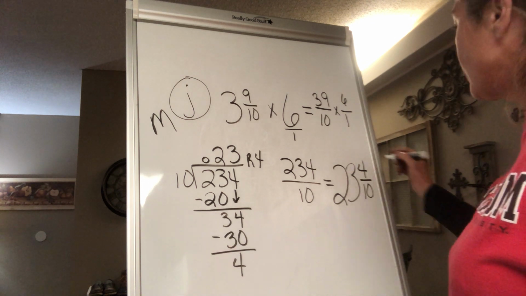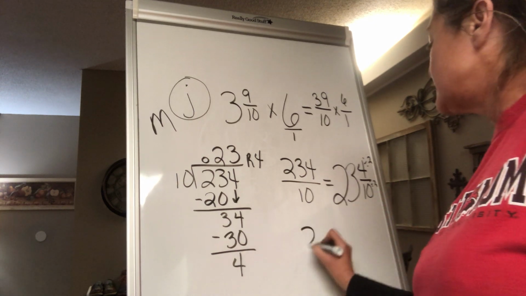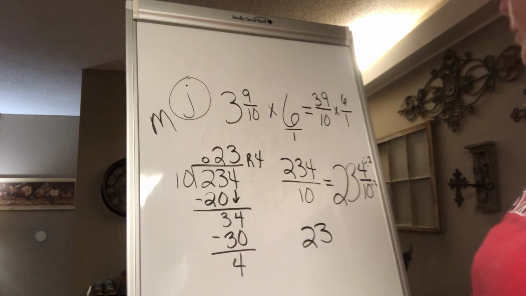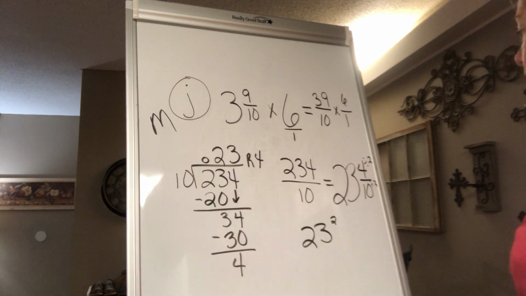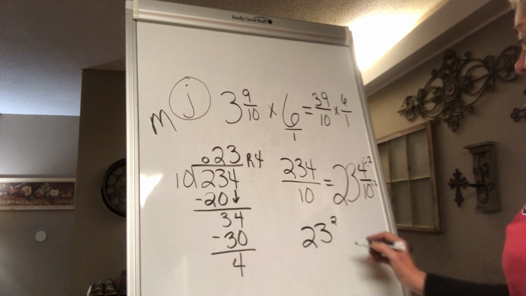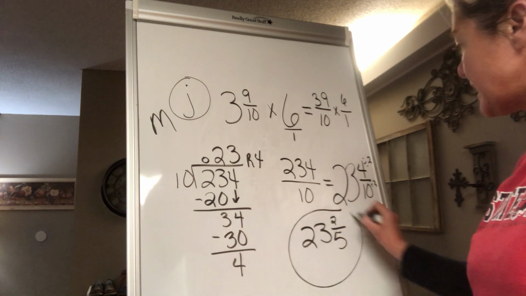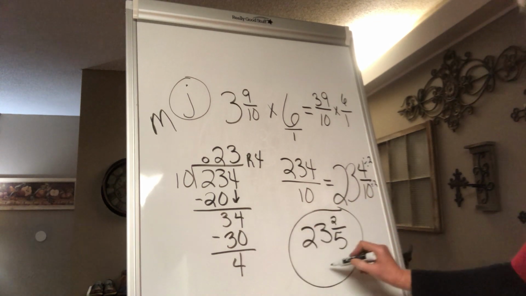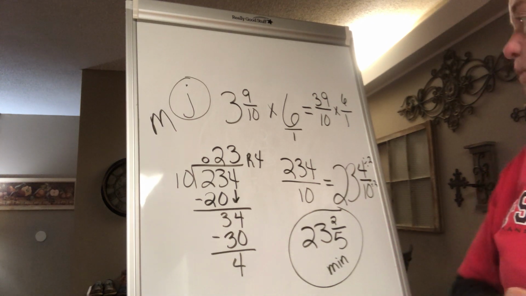Now, I would take this for full credit if I asked you to simplify or write it in simplest form. Each of these are divisible by 2, so we would still have 23 whole minutes. 4 divided by 2 is 2. 10 divided by 2 is 5. So she takes 23 2/5 minutes to get ready in the morning.